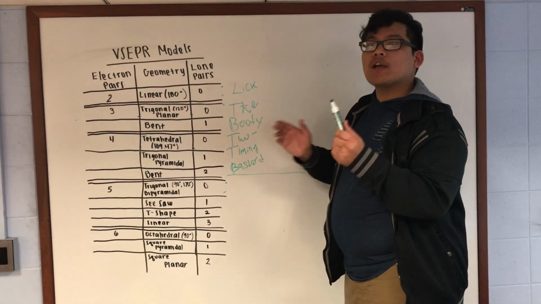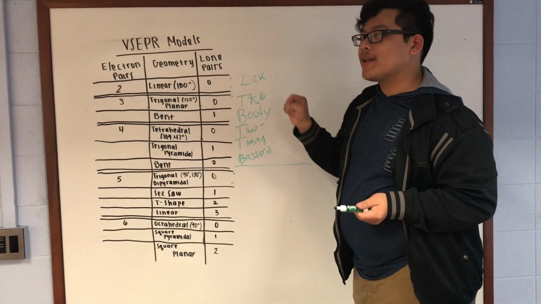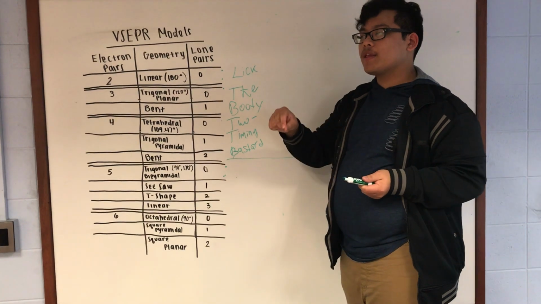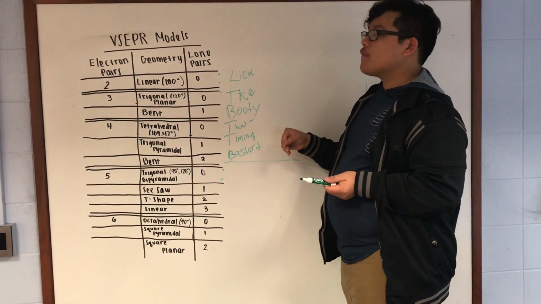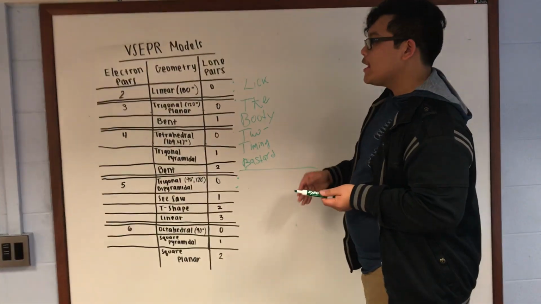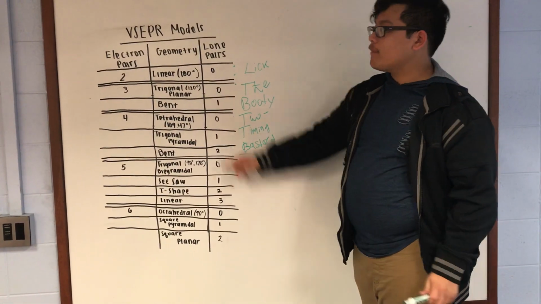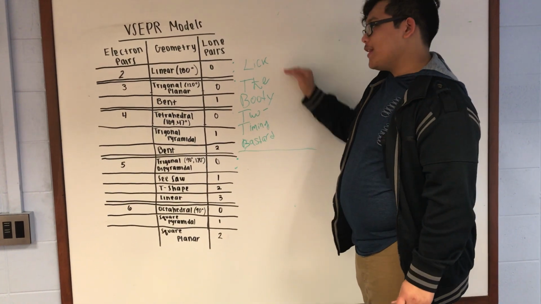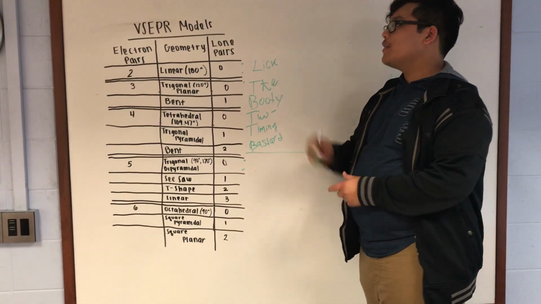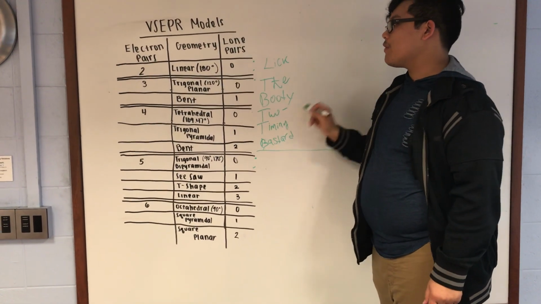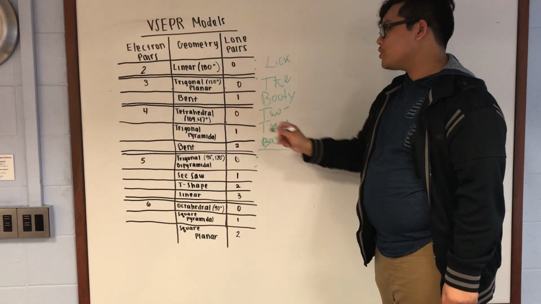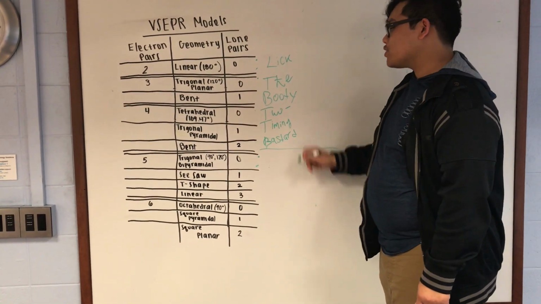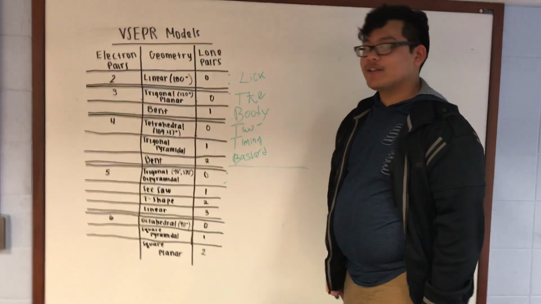If you're stuck on the name after drawing the figure, if you know you have a linear, a trigonal planar, or a trigonal pyramid, just write this down. Lick the booty, 2-timing bastard. Lick linear, the trigonal planar, booty bent. 2 tetrahedral, timing trigonal pyramid, bastard, or bitch, bent.